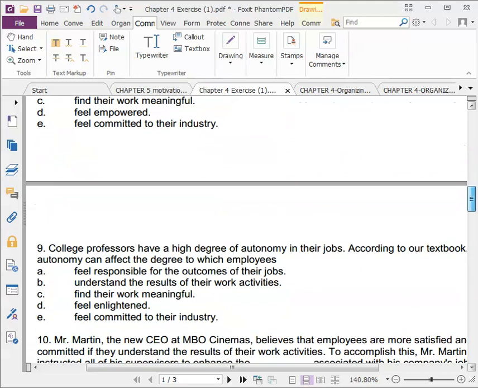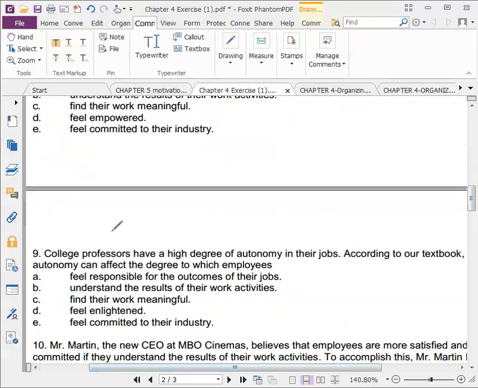Okay, number 9. College professors have a high degree of autonomy in their jobs. According to our textbook, what is autonomy? Autonomy can affect the degree to which employees feel responsible for the outcomes of their job, understand the results of their work activities. The question is the same as before. So which one is the correct answer for autonomy? Understand the result of their work activities, find their work meaningful, feel enlightened, feel committed to the industry. So which one? Atika, Ghazali, what is your answer?